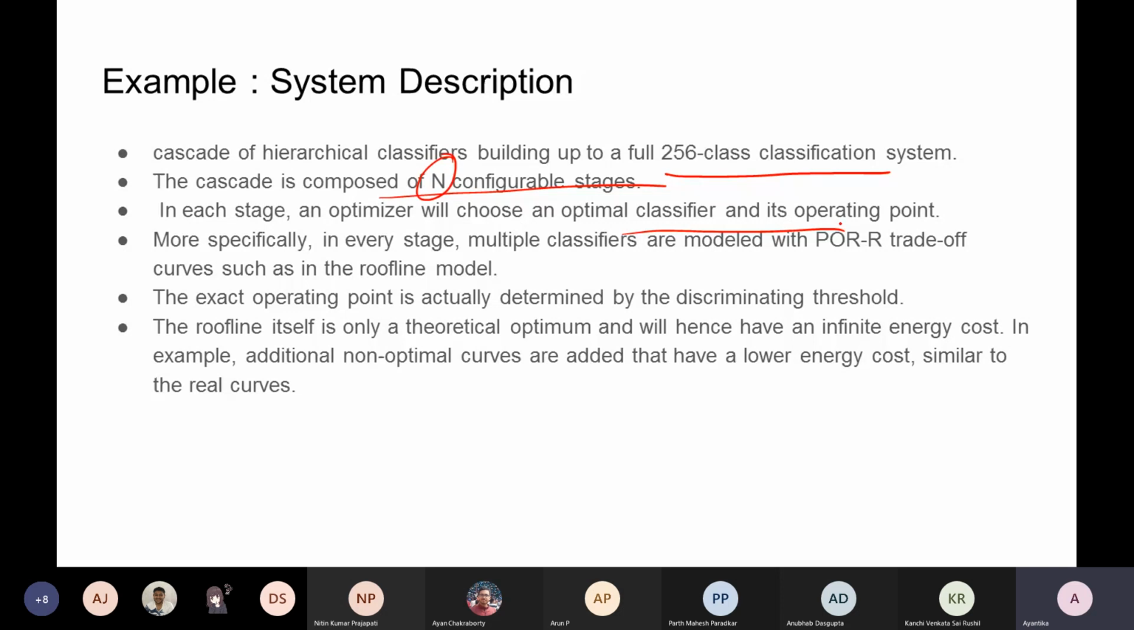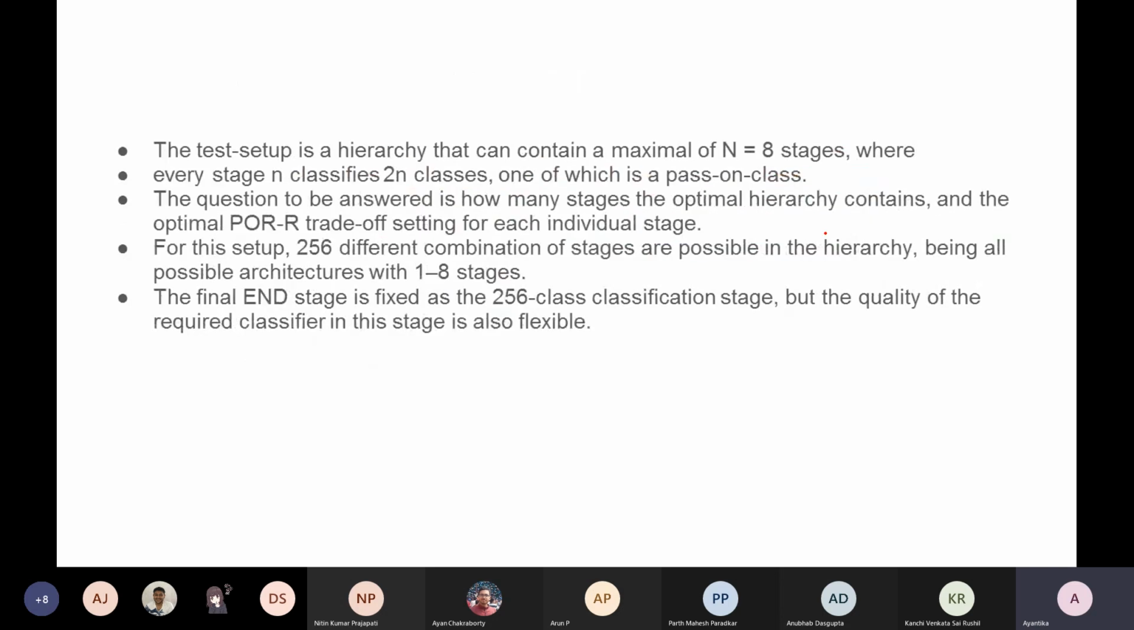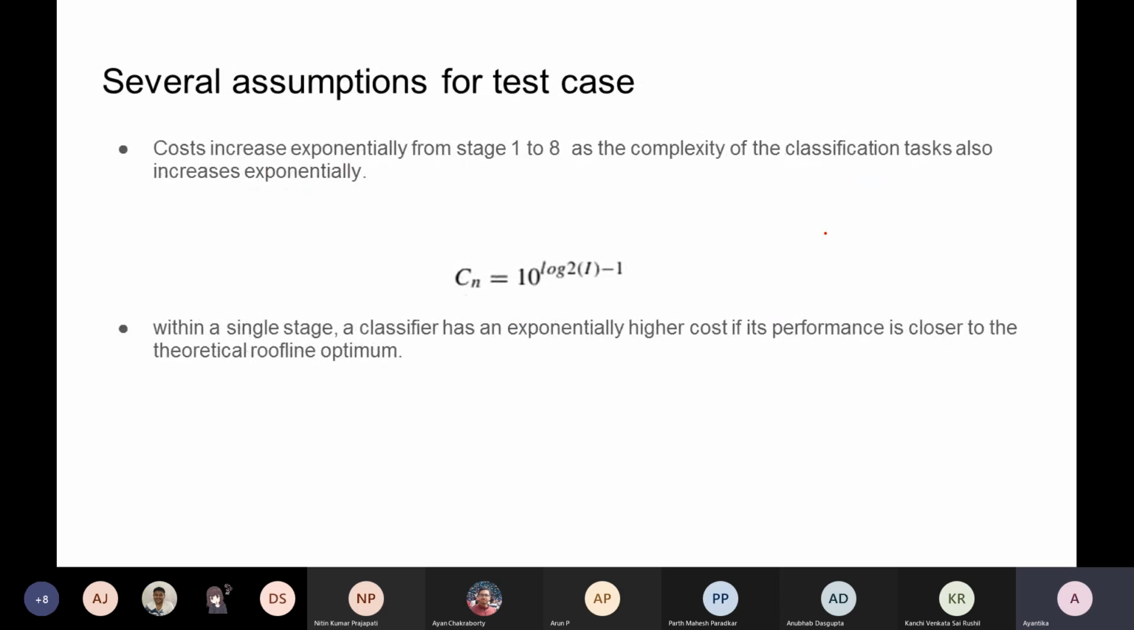In each step, multiple classifiers are modeled. That means in each step, you are having multiple classifiers, and based on that, you have identified the number of stages. Now the values are given, and the cost increases exponentially. That we already know from stage 1 to 8, as the complexity of the classification task also increases exponentially. So this is a relation they have given based on their application, but it may change. It is not that exactly this relation will hold good, but the cost will increase as you go deeper in your framework.